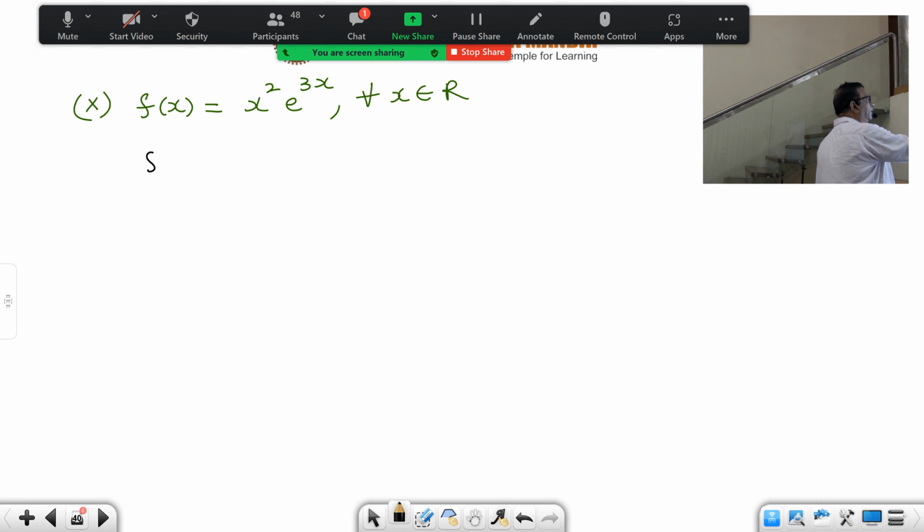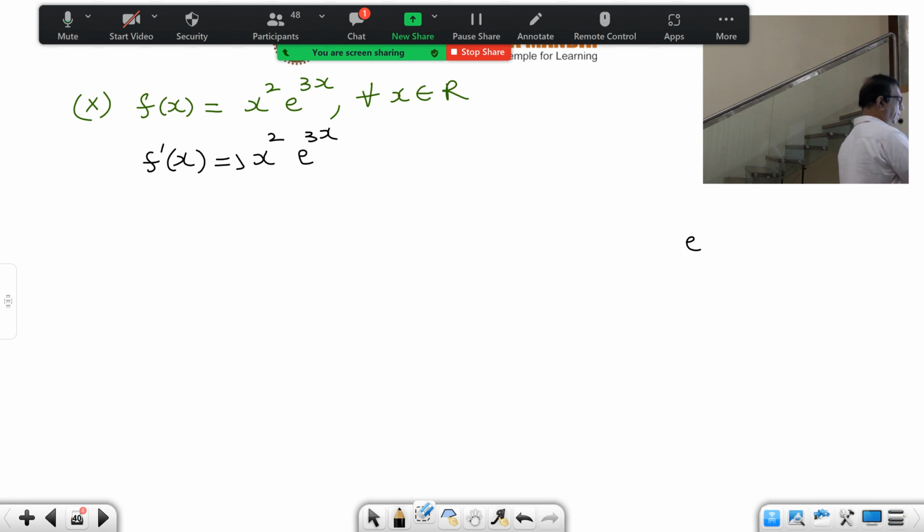Now, Saranya, are you there in the class? Yes, sir. Can you give the derivative f dash x using uv formula? x square into e power 3x, what is the derivative? Sir, e power 3x into, for 3x the derivative is 3. Right, correct.